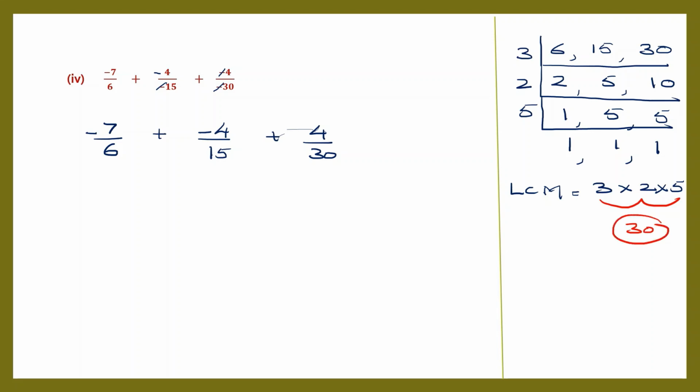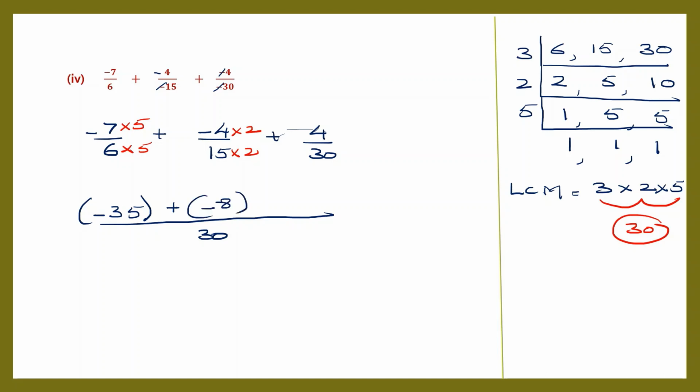Let's use 30 as the common denominator and get the new numerators. So this is 30. Now 6 into 5 is 30. So we multiply minus 7 into 5. Minus 7 into 5 is minus 35, because 7 5s are 35. So this is within brackets. Plus, let's go to the next one. 15 2s are 30. So minus 4 into 2. Minus 4 into 2 is minus 8. 4 2s are 8. Now let's go to the next one. 30 into 1 is 30. So 4 into 1 is 4. So let's write 4 here, plus 4. So now we have our three numerators.